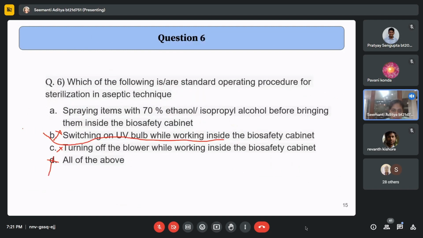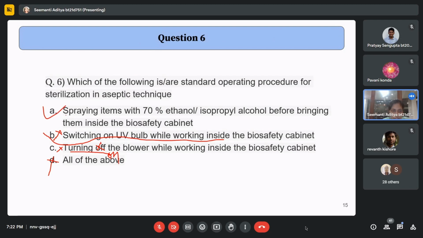So the air that has to be taken out from the hood will not be maintained, and as a result the air from outside will enter the hood, and that will cause contamination issues. So this option is not correct. Turning on the blower is correct. This is not off, this has to be on. So only option number A is left.